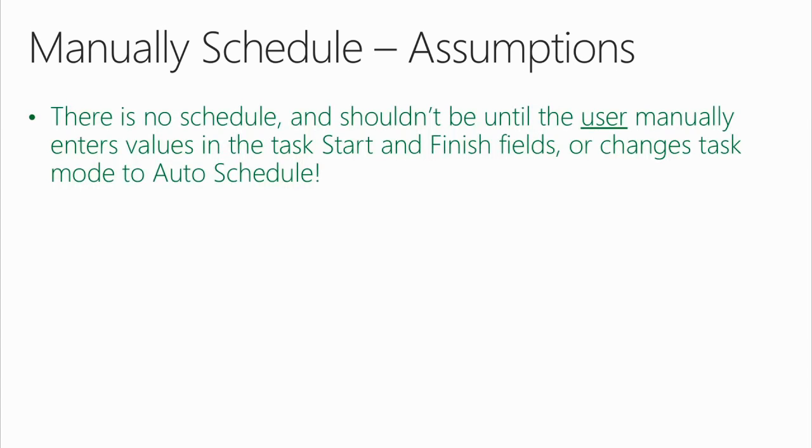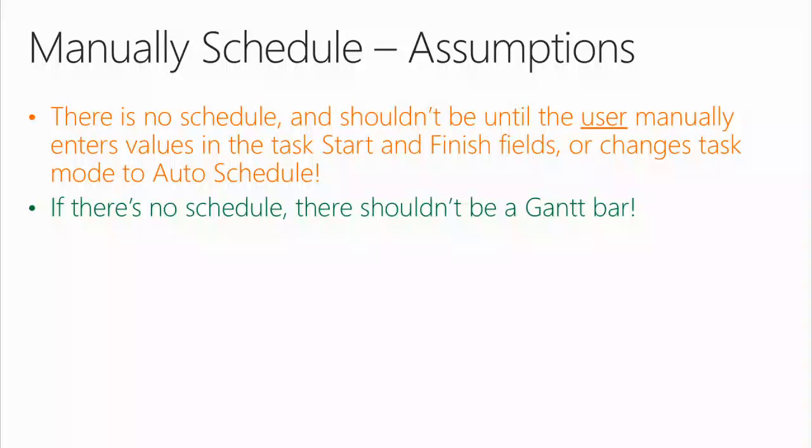All right, so now I had to stop and think about this, and I went and made some assumptions. And here's the first one. There is no schedule. A new user would assume this, and there shouldn't be until the user manually enters values in the task start and finish fields, or changes task mode to auto-schedule. Here's another assumption. If there's no schedule, there shouldn't be a Gantt bar. Would you agree with that?